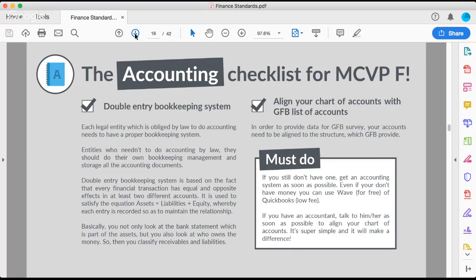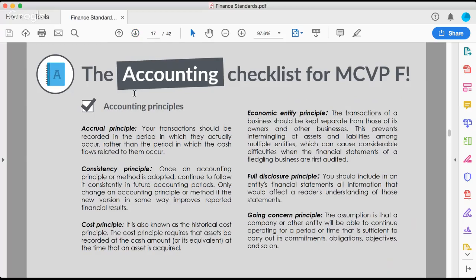Now going into the accounting checklist for MCVB Finance. Again, I will go through it, but only for the ones that are important for you and that you need to know something about, which are the accounting principles. So quickly to go through them, and I would like you to read them as well, not at this moment, but at a later moment.